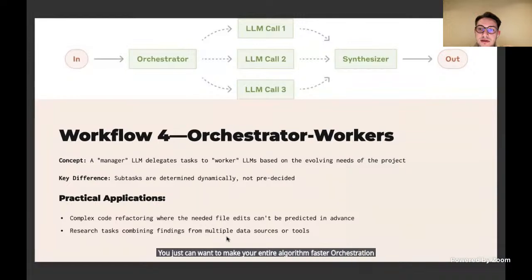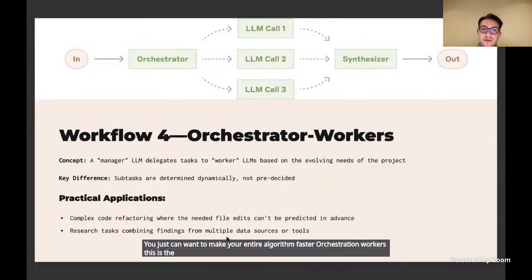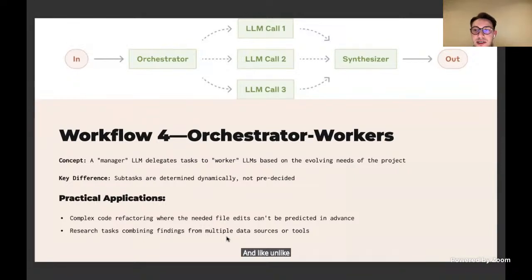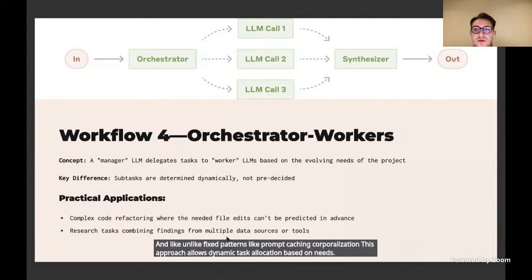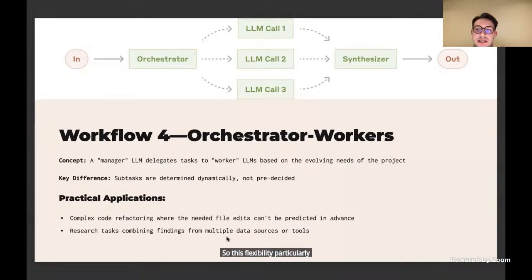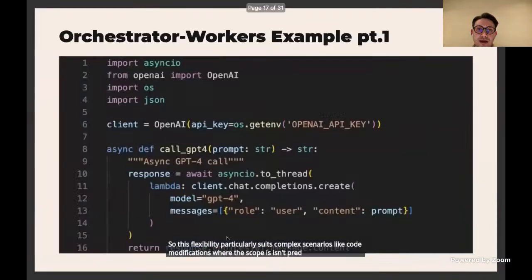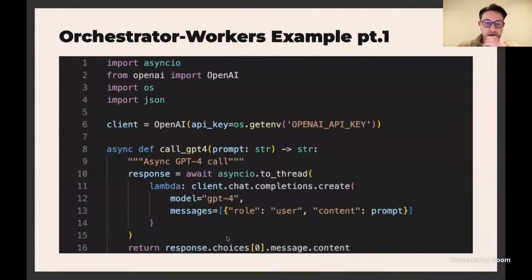Orchestration workers. This is the pattern where we have a manager or an orchestrator, which is delegating tasks to different parts of the system. Unlike fixed patterns like prompt caching or parallelization, this approach allows dynamic task allocation based on needs. So this flexibility particularly suits complex scenarios like code modifications where the scope isn't predetermined. Let's look at the code example.